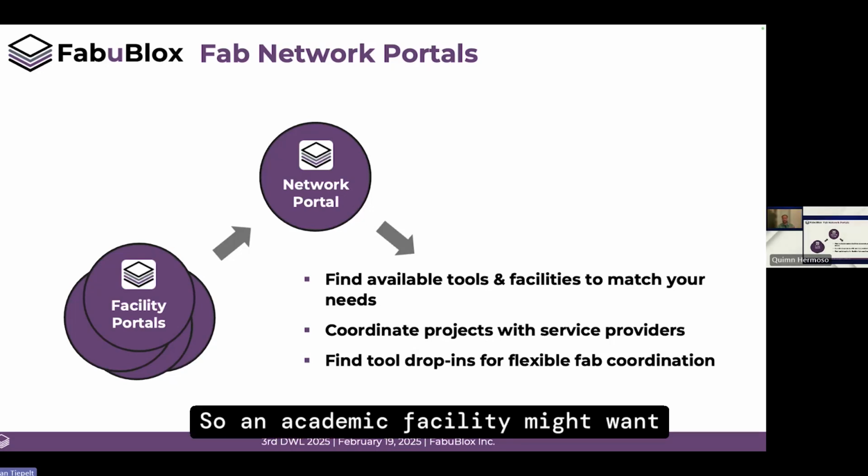So an academic facility might want to share what tools they have and even maybe some recipes to really help people put together processes, whereas a large volume manufacturer might just want to share what kind of rules need to be followed so that you can actually transfer a process into this facility. For example, for a lab to fab transition, if you're moving from something that was developed academically and now wants to move to large volume manufacturing.